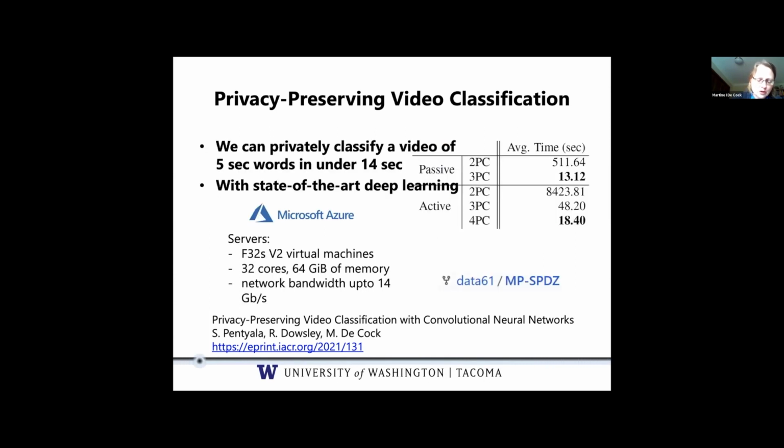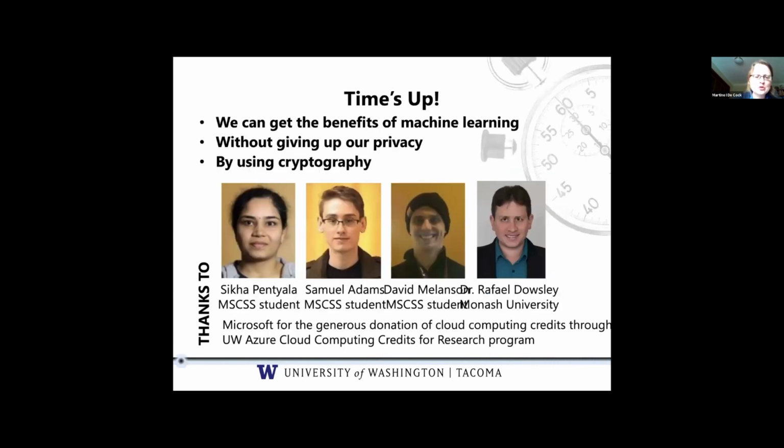Depending on the security model that we use and the number of servers, our technique can privately classify a video of 5 seconds in under 14 seconds. This is not fast enough to do real-time privacy-preserving video classification, but hey, we're getting there, we're going in the right direction. We were the first to develop anything like this, right? And we are very excited to see that it can actually work.